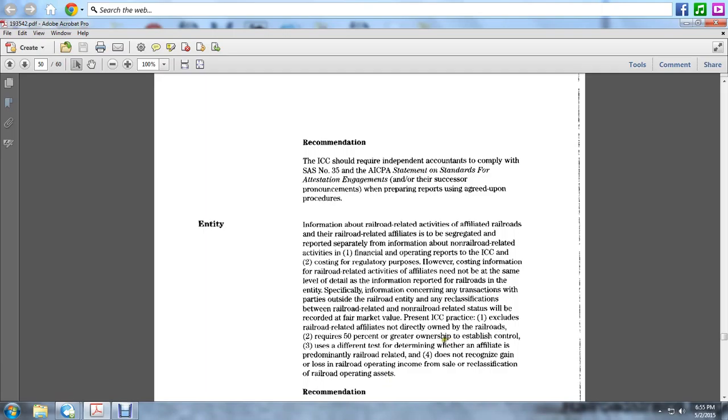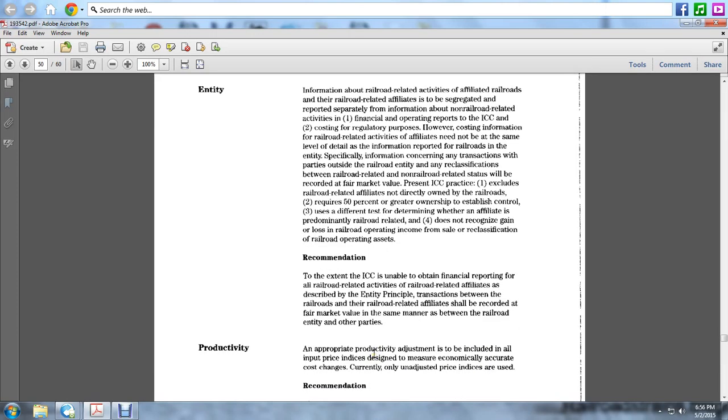Present ICC practices exclude railroad-related affiliates not directly owned by the railroad. It requires 50% or greater ownership to establish control. A different testing determination is used where the affiliate, predominantly railroad related, does not recognize gain and loss in railroad operating income from sale through reclassification of railroad operating assets. The recommendation: to the extent the Interstate Commerce Commission can use and obtain the financial reporting as railroad-related activities.